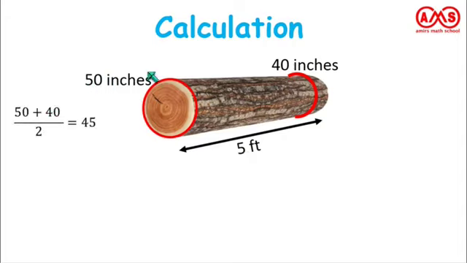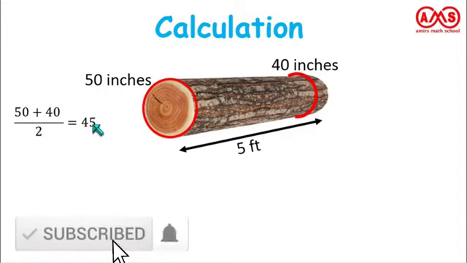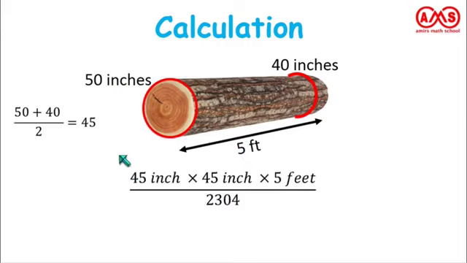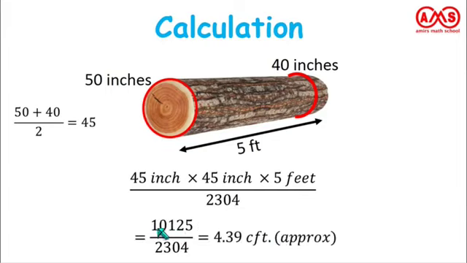Now average these two round measurements, that is two circumferences, that is 50 plus 40 divided by 2, which is 45. Now we take this value, that is 45 is our average circumference. Substitute this value, that is 45, and this 5 in the formula, that is 45 times 45 again times 5 feet long, divided by 2304. After calculation we get 10125 divided by 2304, which will give the value 4.39 cubic feet approximate.